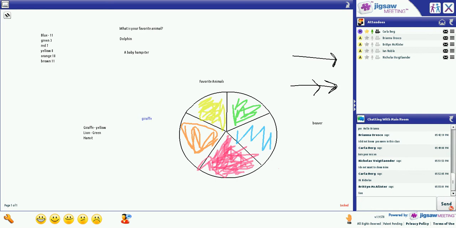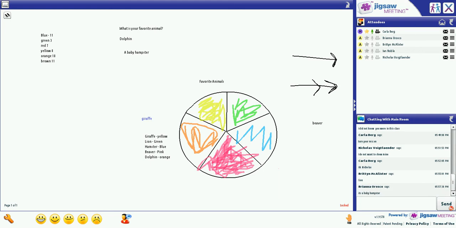I have a hamster. Is going to be blue. I have a beaver. It's going to be pink. And a dolphin is going to be orange. And that is my key that goes along with my pie graph. Pie graphs, you always have to fill the entire circle in. So I have 5 different sections because I had 5 different animals.